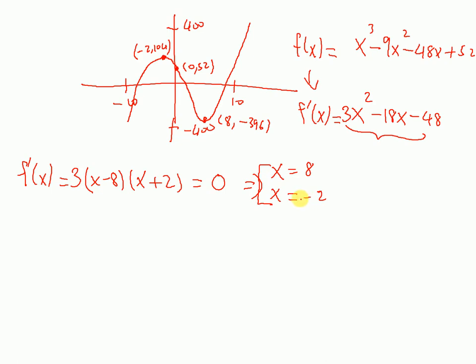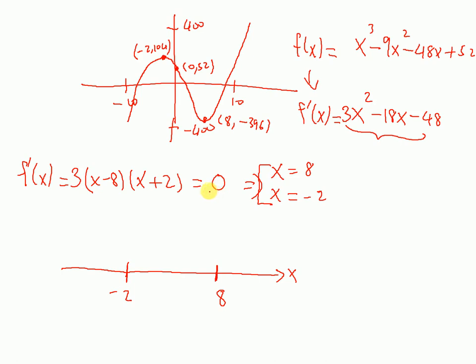Okay, so let's plot this on the number line. Now I have x is minus 2 right here, and then x equal 8. Okay, so this is called x. So now we have x equal minus 2 and x equal 8 are the 2 points where your first derivative is 0. Now we need to find where it is positive and where it is negative.